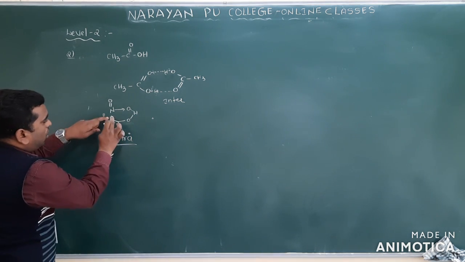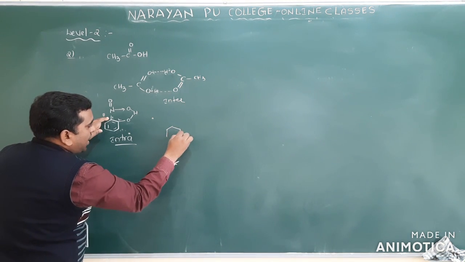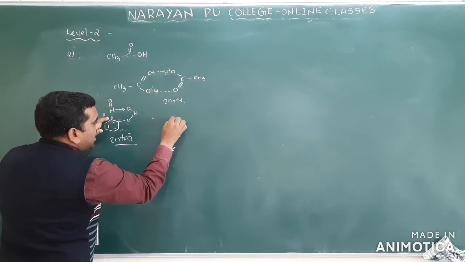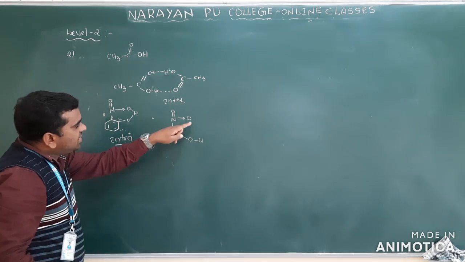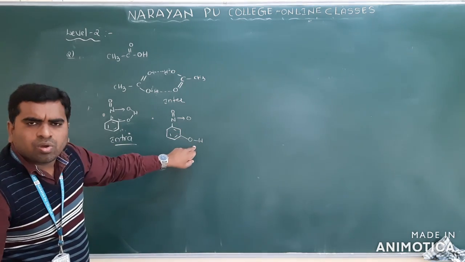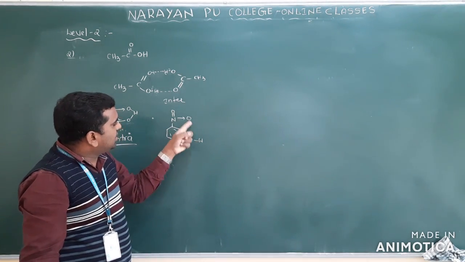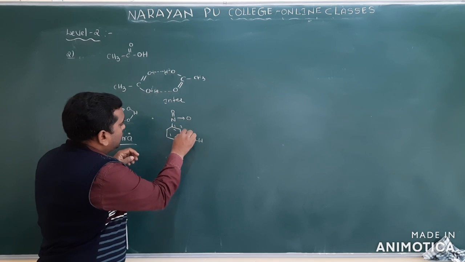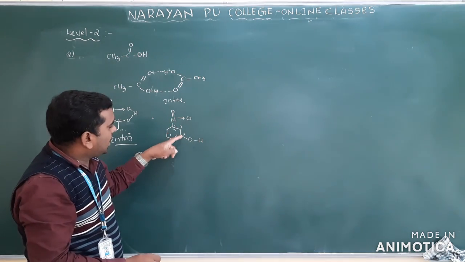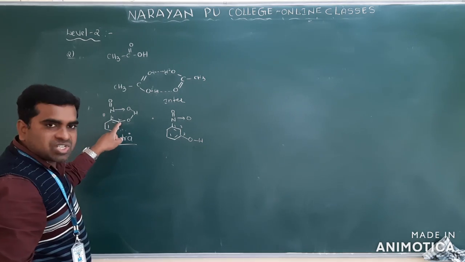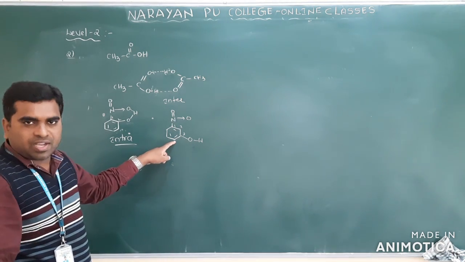Metanitrophenol. Ortho means 1 and 2nd position. Meta means 1 and 3rd position. Clear? So this is N double bond O, and here OH. Is there any chance of intramolecular hydrogen bonding here? No. Why? Because in this case the distance is increasing. This is 1, 2, 3. Substituents at the 1 position and 3 position we call meta positions. 1 and 2 positions are ortho. 1 and 4 positions are para. Clear? In organic chemistry we will discuss that.